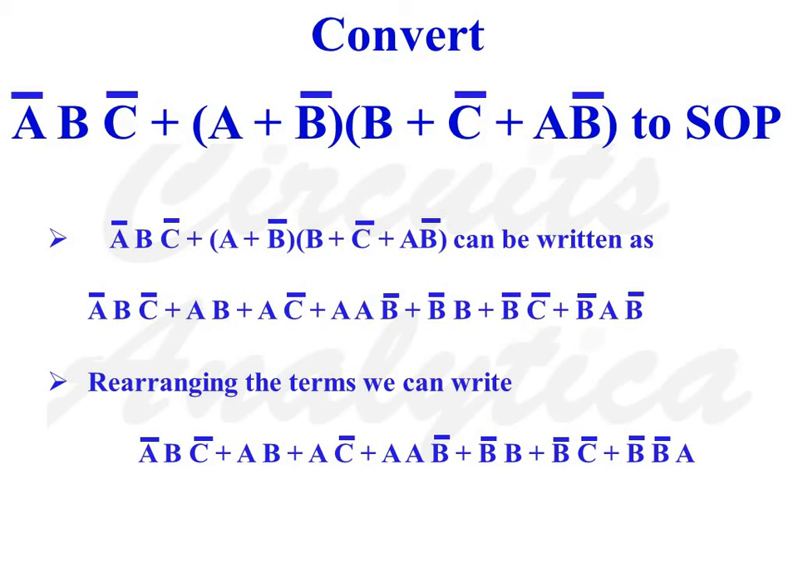Rearranging the terms, that becomes a bar b c bar + ab + ac bar + aab bar + b bar b + b bar c bar + b bar a. So now we can group the terms as shown in the boxes. We can replace a with a. We can replace b bar b with 0. We can replace b bar with b bar.